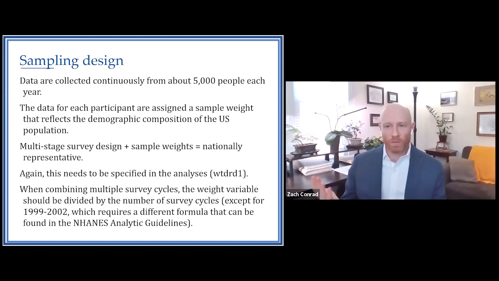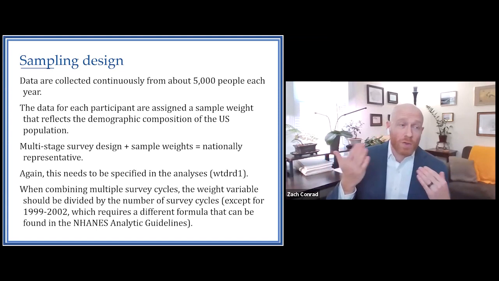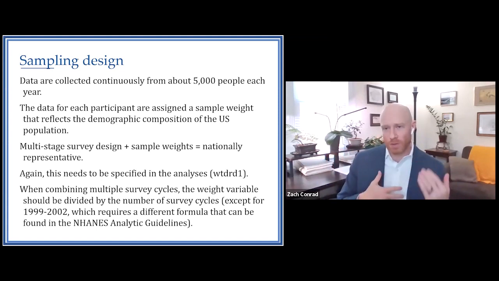So you'll see a cycle like 2001 to 2002, 2003 to 2004, and so on. That's how we report those NHANES data to the public, or release them to the public.